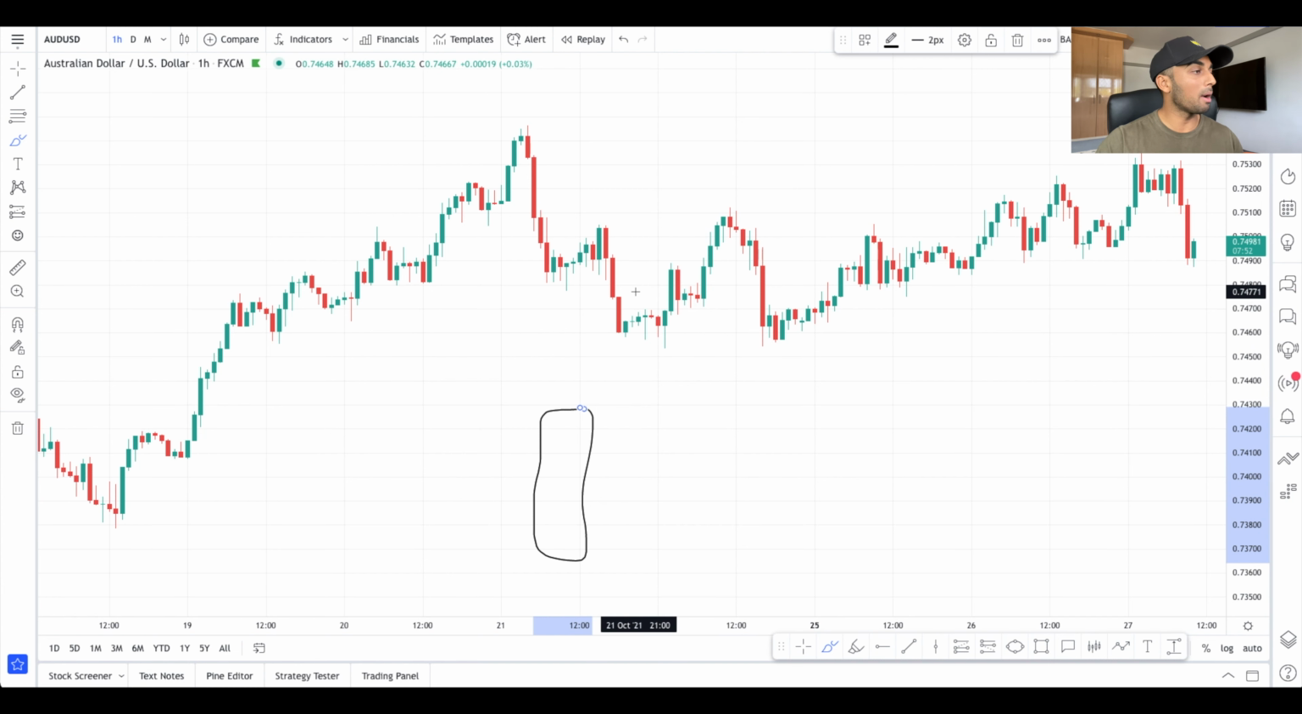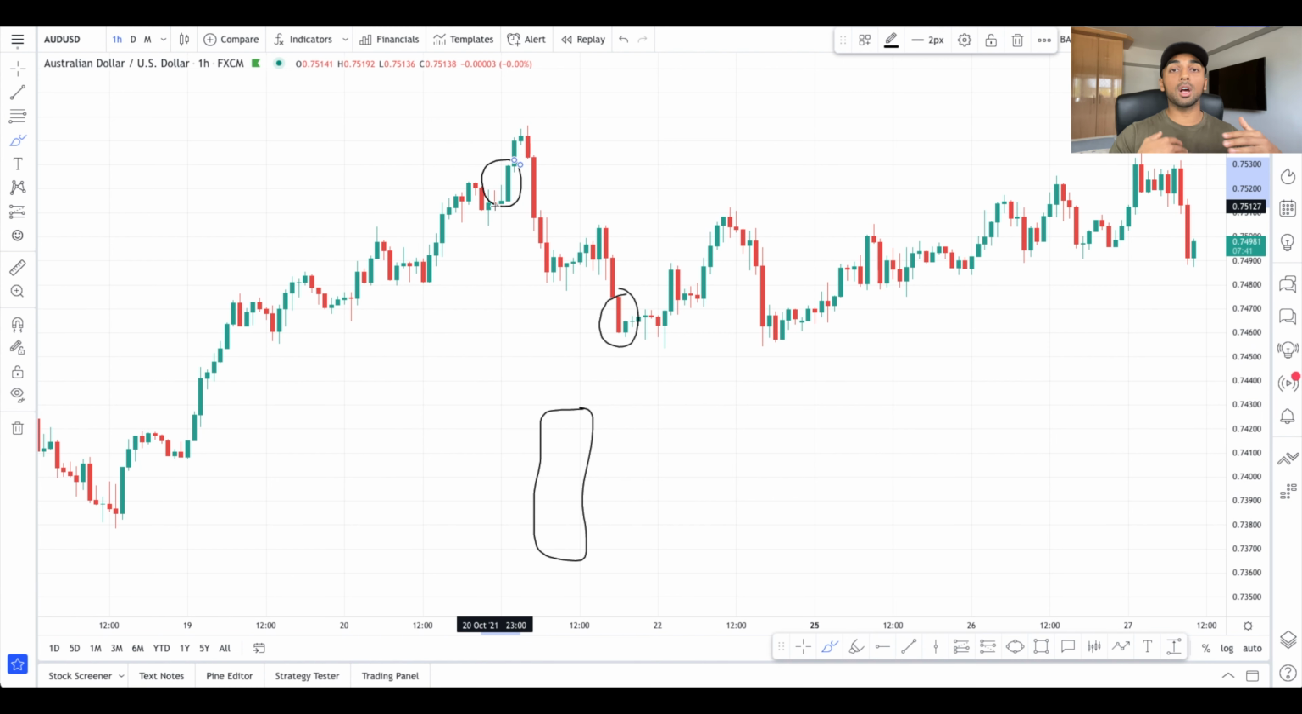So an example of a Marubozu in this chart: we can see that this is a nice bearish Marubozu here, and we can see a nice bullish Marubozu here. Okay, now what does a Marubozu show us? It shows that we've opened and closed at very, very significantly different levels, and we can see that there isn't much wick, if any, in a Marubozu, suggesting pure momentum.